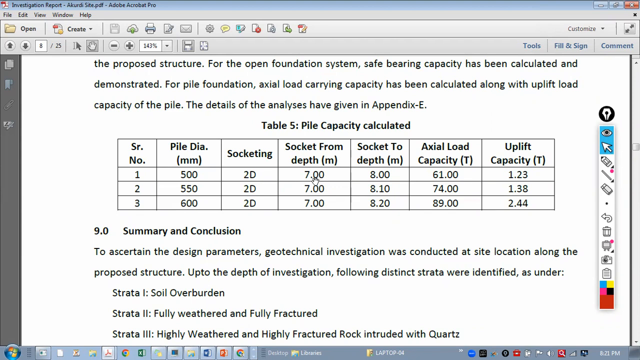They are suggesting this. Do you know what is socketing? Socketing का मतलब पता है क्या, pile के लिए करते हैं? Okay, let me first discuss this. So they are suggesting 3 types of piles.